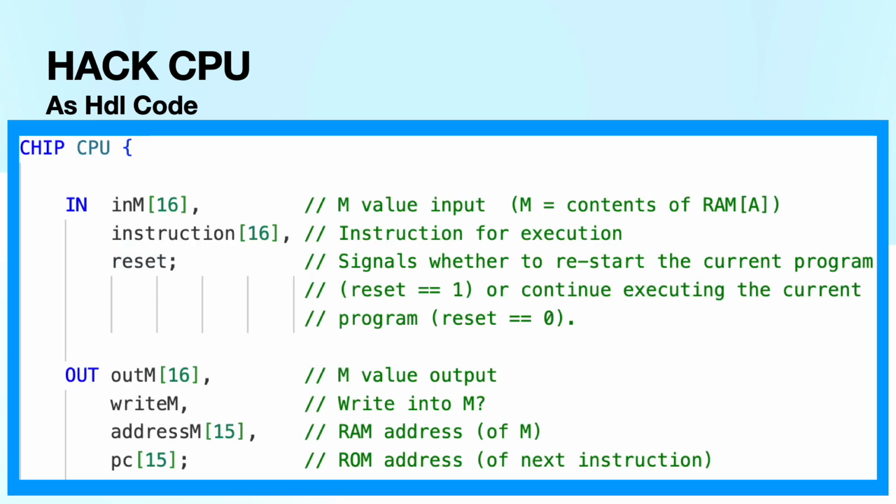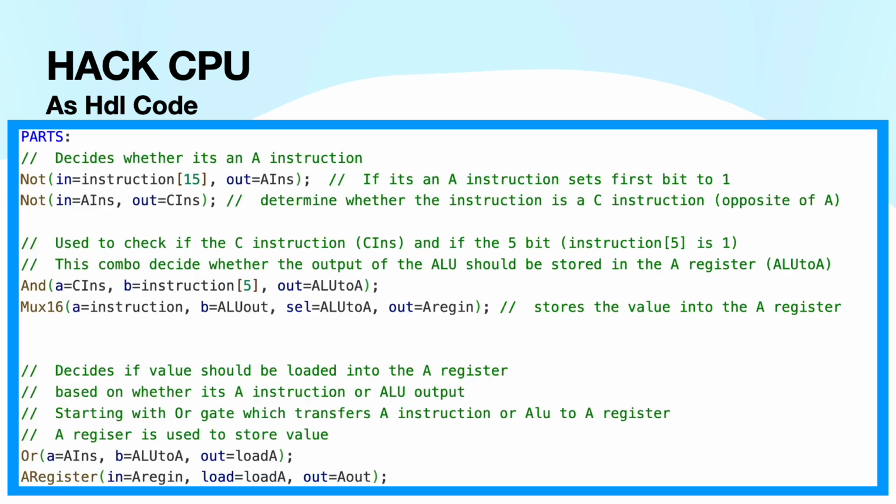So now what I'm going to do for you guys is explain the HCL code. It starts off with writing chip CPU, and then it writes the inputs and the outputs. The inputs are inM, instruction, and reset. The outputs are outM, writeM, addressM, and PC. Now let's move on to the parts.